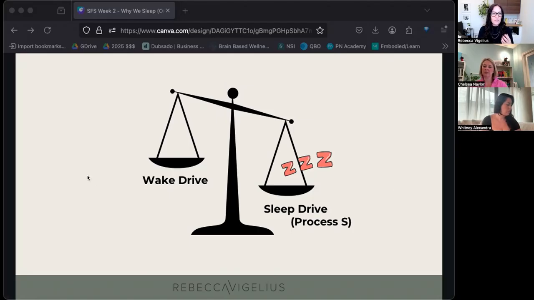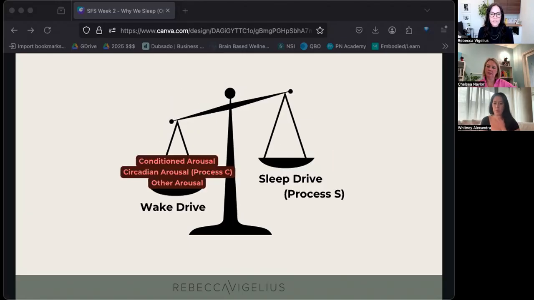This sleep drive is countered by arousal, which is simply being revved up physically, mentally, emotionally. And our arousal always works against sleep drive. So I want to share with you now three different types of arousal that we look at when we're looking at arousal.